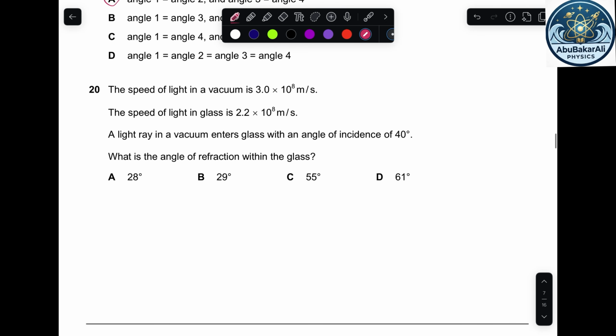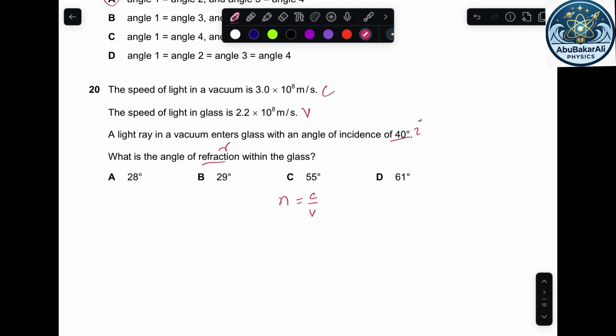The speed of light in vacuum is given, that is C. The speed of light in the glass is given, that is V. The light ray in a vacuum enters glass with the angle of incidence i. What is the angle of refraction? We have two different relations for the refractive index. n equals c by v, and n equals sine i over sine r.